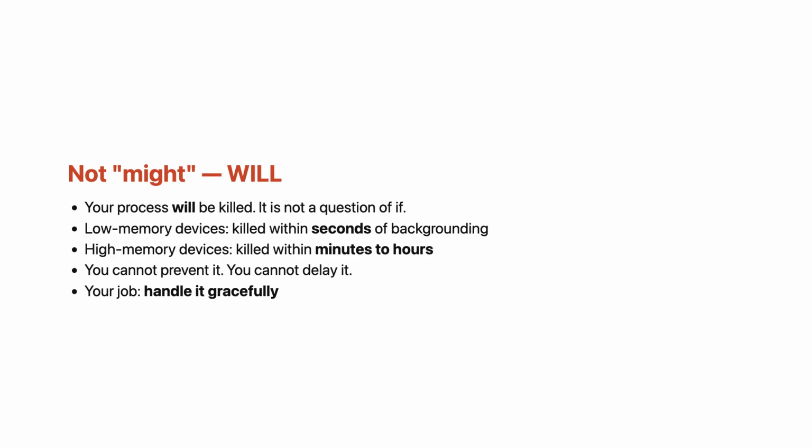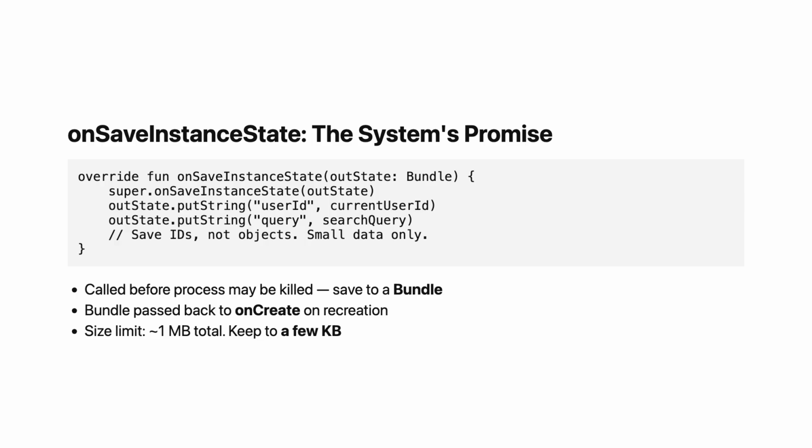Your job as a developer is not to prevent process death. Your job is to handle it gracefully. And that starts with understanding what the system gives you. When the system is about to kill your process, or when it might kill your process, it calls onSaveInstanceState on your activity. This is the system's promise to you: I might destroy your process, but I'm giving you a chance to save small amounts of data so I can restore your activity later. You receive a bundle and you can write key-value pairs into it: strings, ints, parcelable objects, small amounts of data.